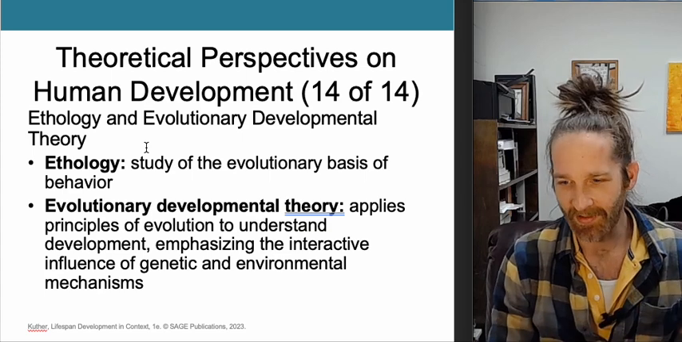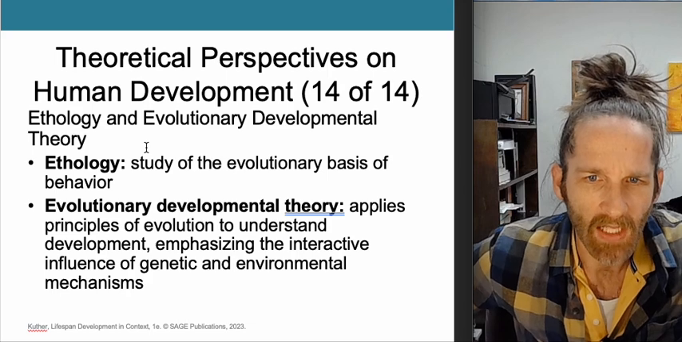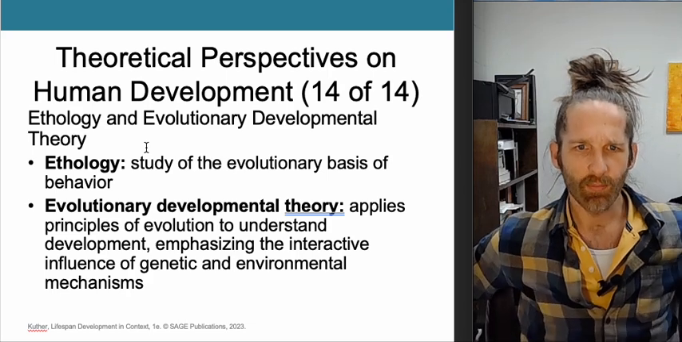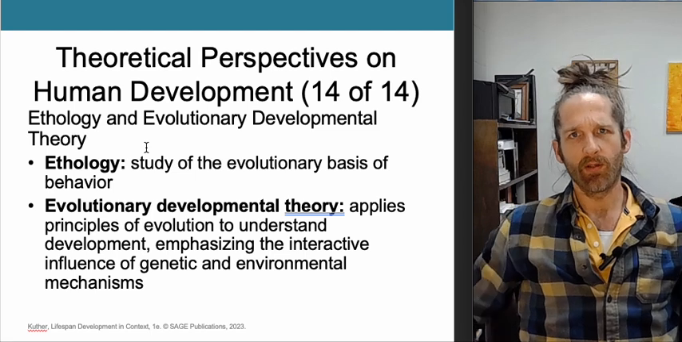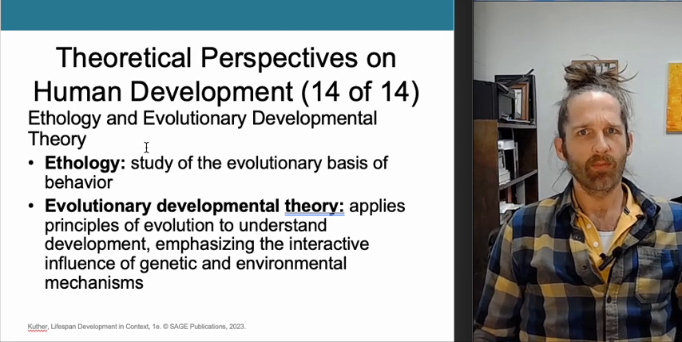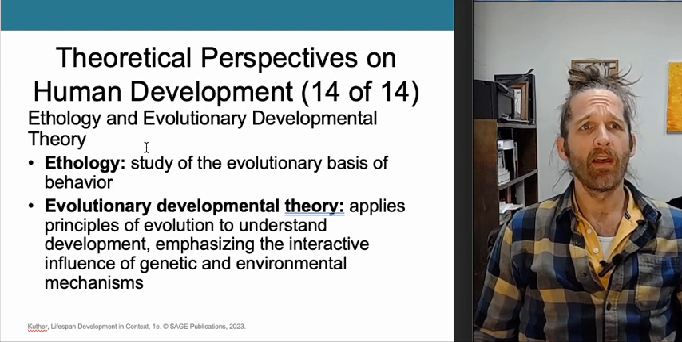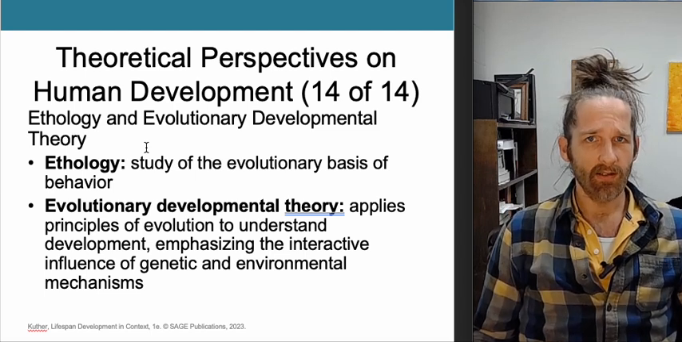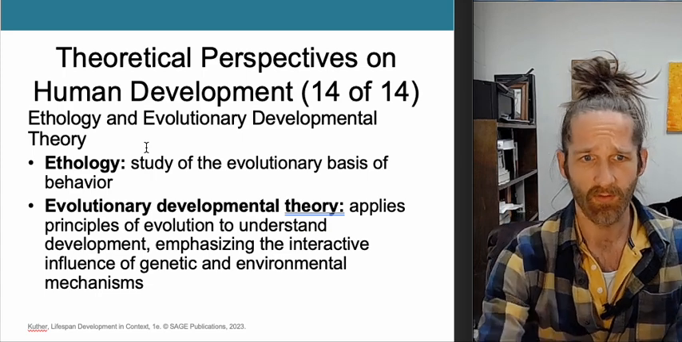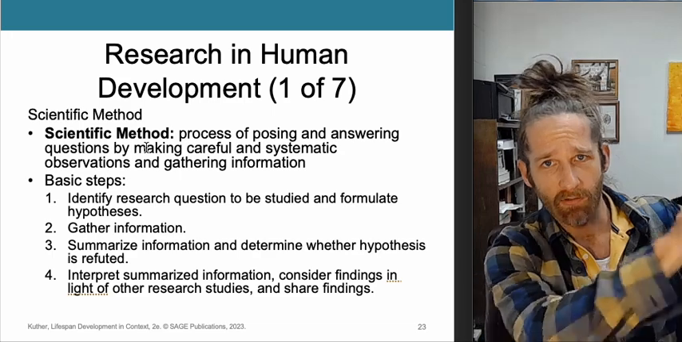Some really funny studies were done in behaviorism, but I won't get into that. Evolutionary development theory then applies this principle of evolution to help us understand why we grow the way that we do. And again, that's the genetic predisposition to certain skills, talents, and growth that are actualized given our environmental opportunities for actualizing them. All right, so those are the theories of development.